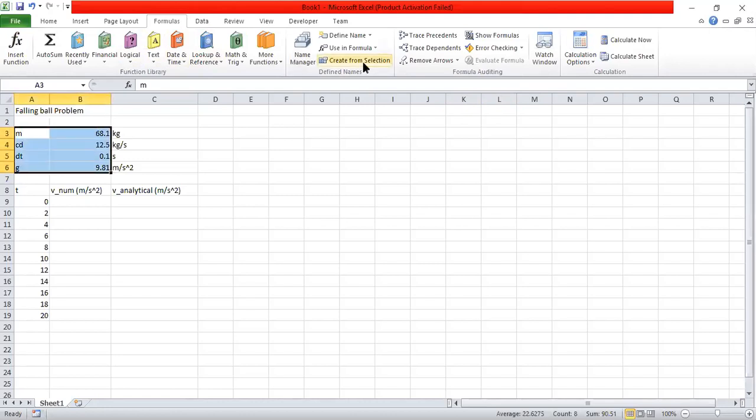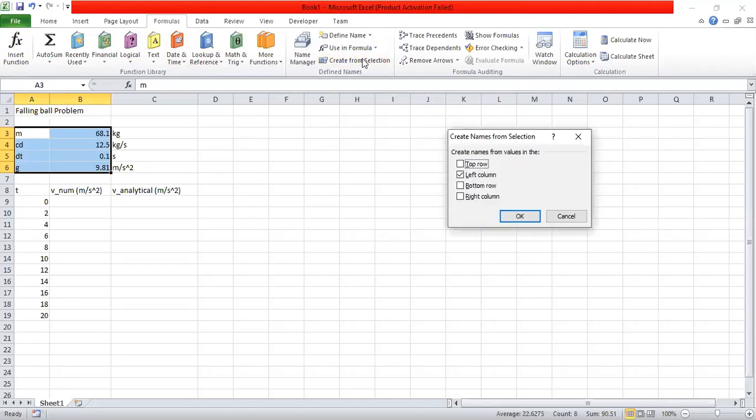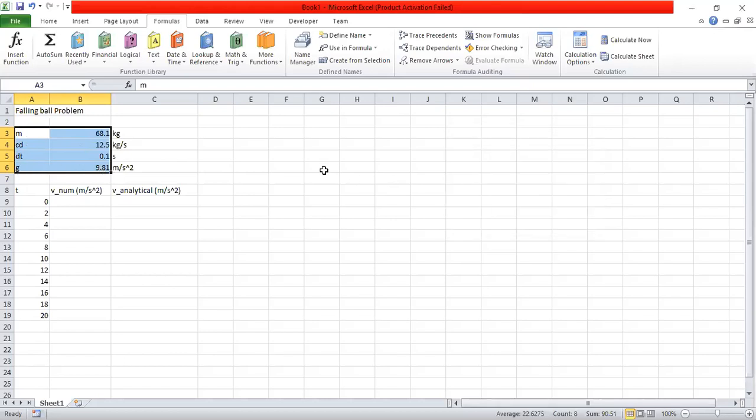When you go to the formulas tab, you select create from selection. Then this left column will be automatically selected. So what this is saying is to assign this variable name on the left to this value. Then assign this variable name G on the left to this value. Then you click OK. That's what I did.